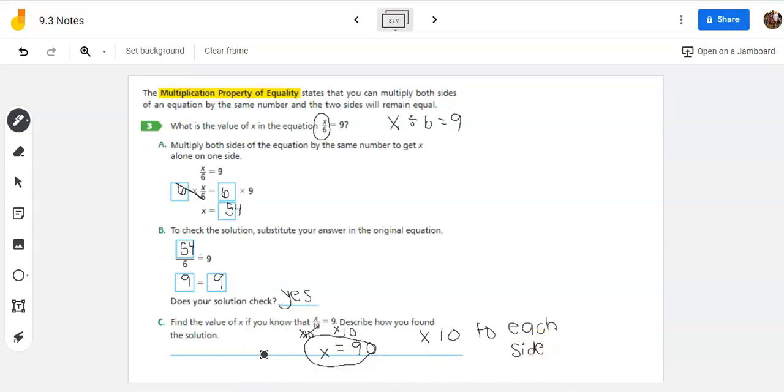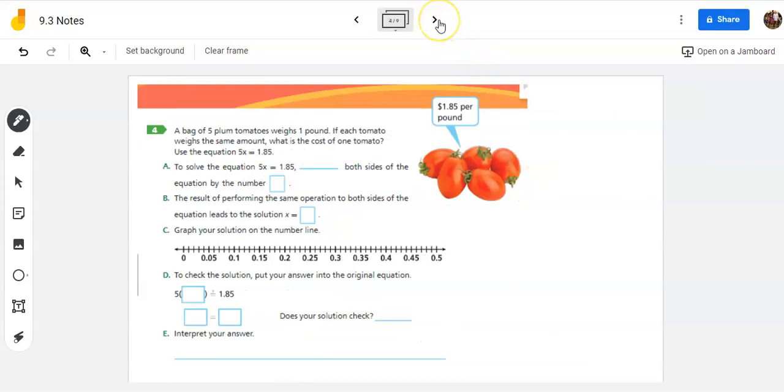Okay, let's take a look on page 290 because that's where we are right now. And we're looking at number 4. A bag of 5 plum tomatoes weigh 1 pound. If each tomato weighs the same amount, what is the cost of 1 tomato? And they wrote the equation out for you. 5x equals $1.85. They got that from right there.